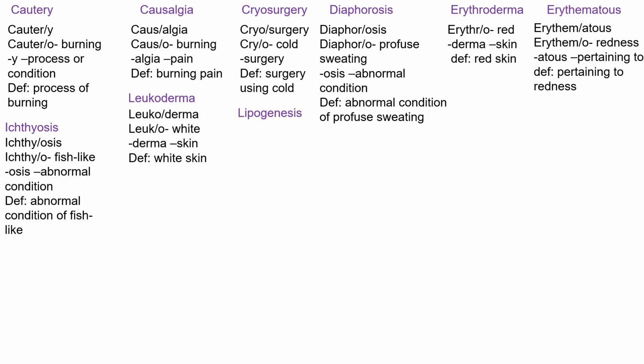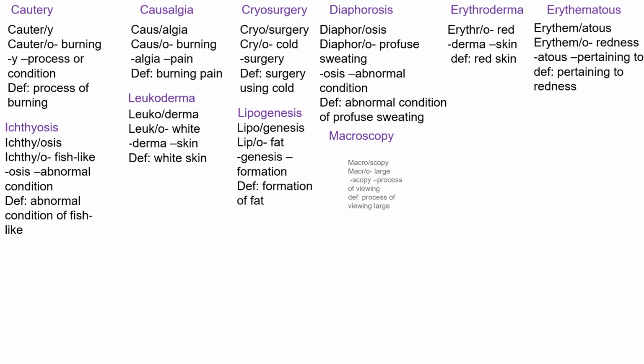Lipogenesis. Lipo we already know means fat. Genesis means formation. So this is the formation of fat. Macroscopy. Macro means large. Scopy means the process of viewing. So when we want to see large things, that's what we're talking about. And the beauty of this is that you don't need to use a microscope. Most of the time, it's just the naked eye, or even using something like a single lens magnifying glass.